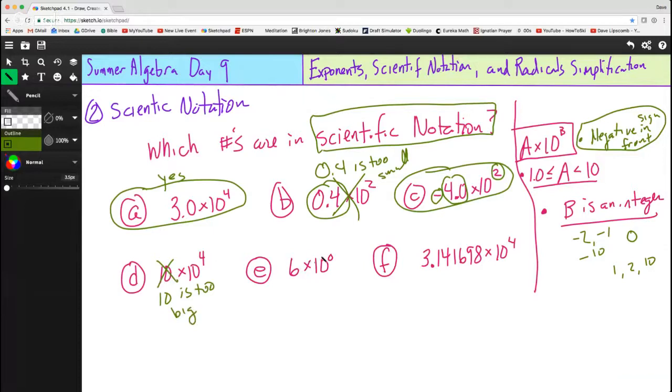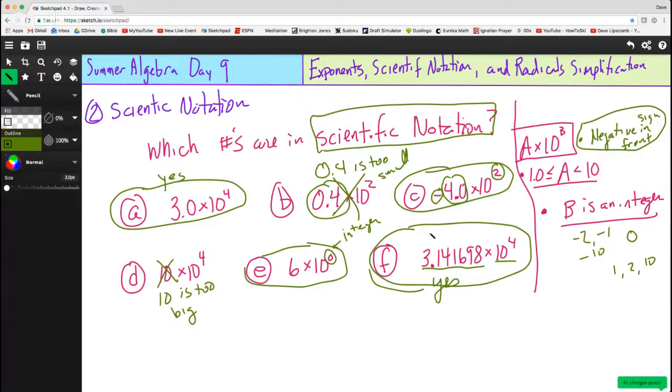How about 6 times 10 to the 0? Is that okay? The answer is yes. 6 is between 1 and 10, and 0 is indeed an integer. How about this super long number times 10 to the 4th? Is that okay? And the answer is yes. It is okay, because this number is between 1 and 10, and our exponent is positive. Okay, so that's some examples of scientific notation numbers.